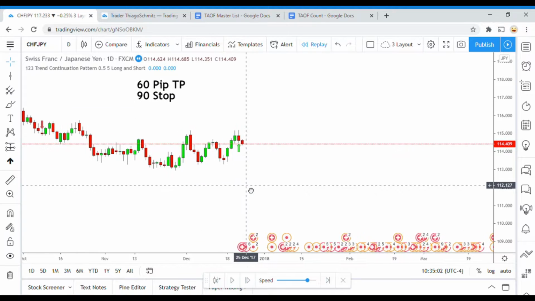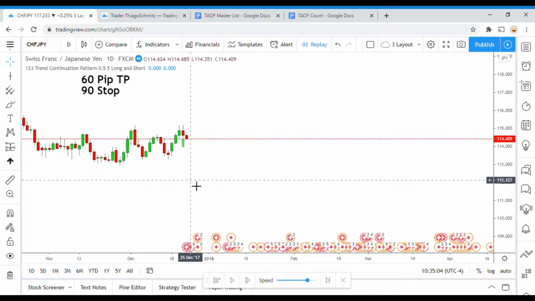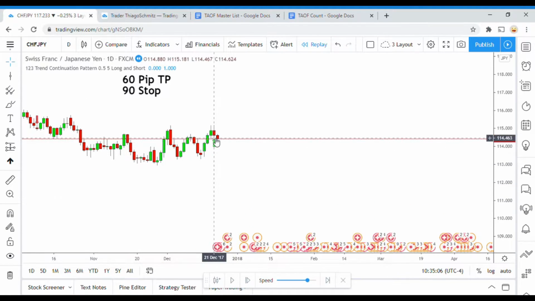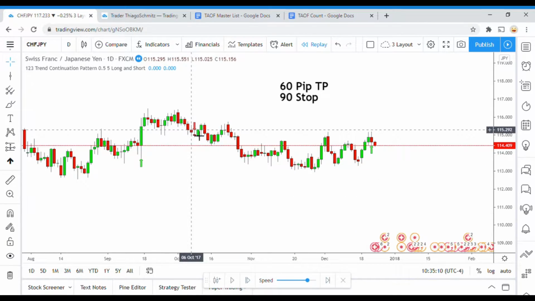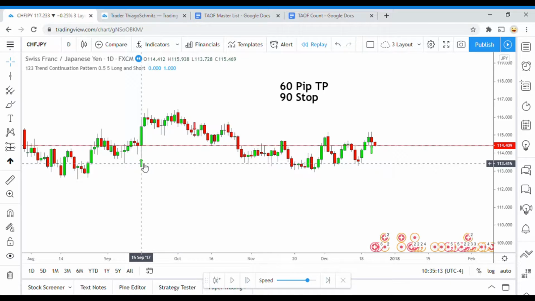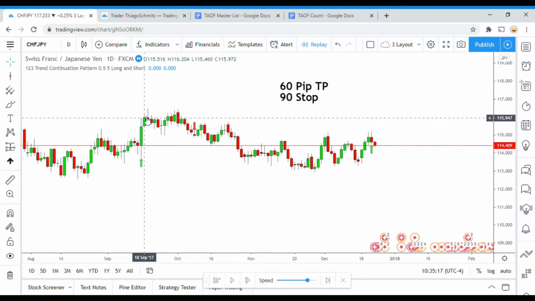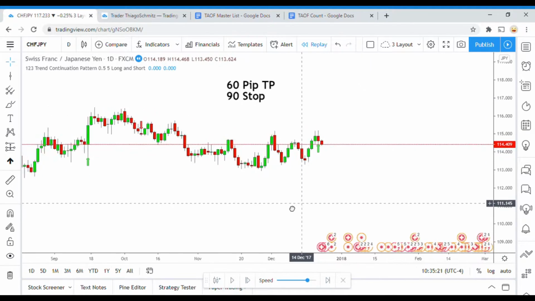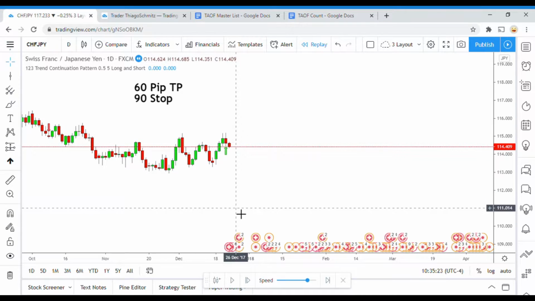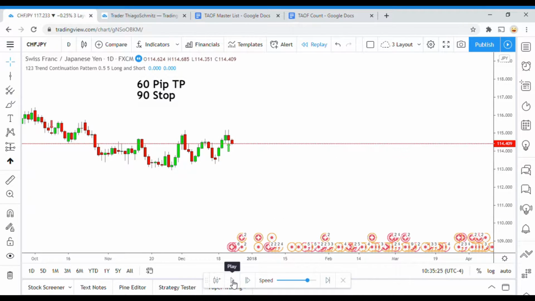Okay, and there's the ability to remove the labels as well. And so basically what we have left are these arrows. And these are the entry arrows. A green arrow is an entry long, and a red arrow is an entry short. Pretty simple, and that's how we are going to test it.